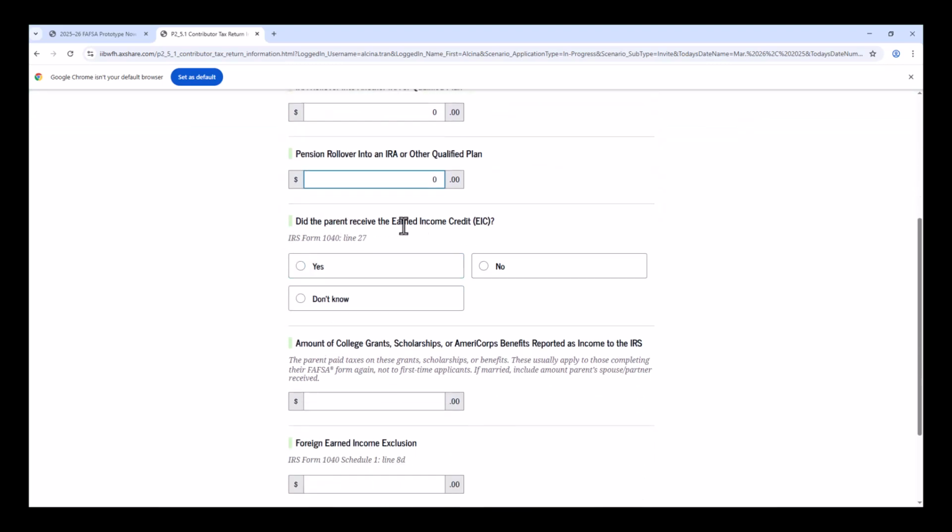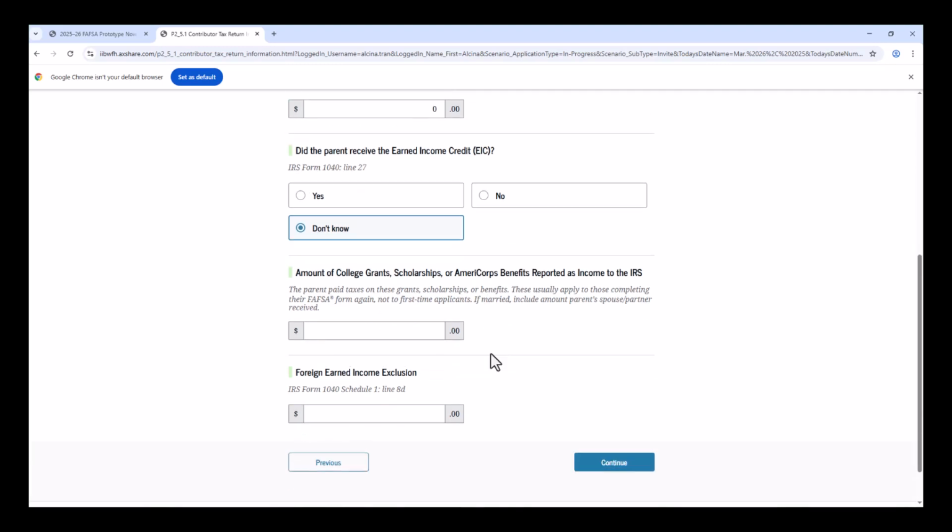The next is that the parent received the Earned Income Credit. If the answer is yes, you will select yes. You can find out by looking at the IRS 1040 form on line 27. If you don't have your tax return on hand, you can select don't know and continue on with the form.